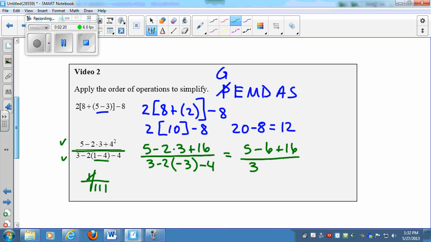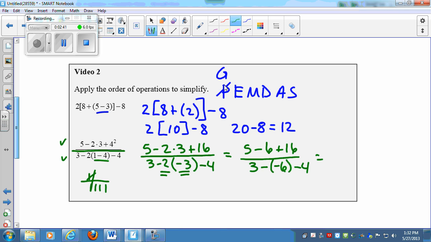Now if we take a look at this, there is a 2 and a negative 3. When I multiply, that's a negative 6. So I have subtract that negative 6, and then we subtract 4. So completing the numerator, I must subtract first.